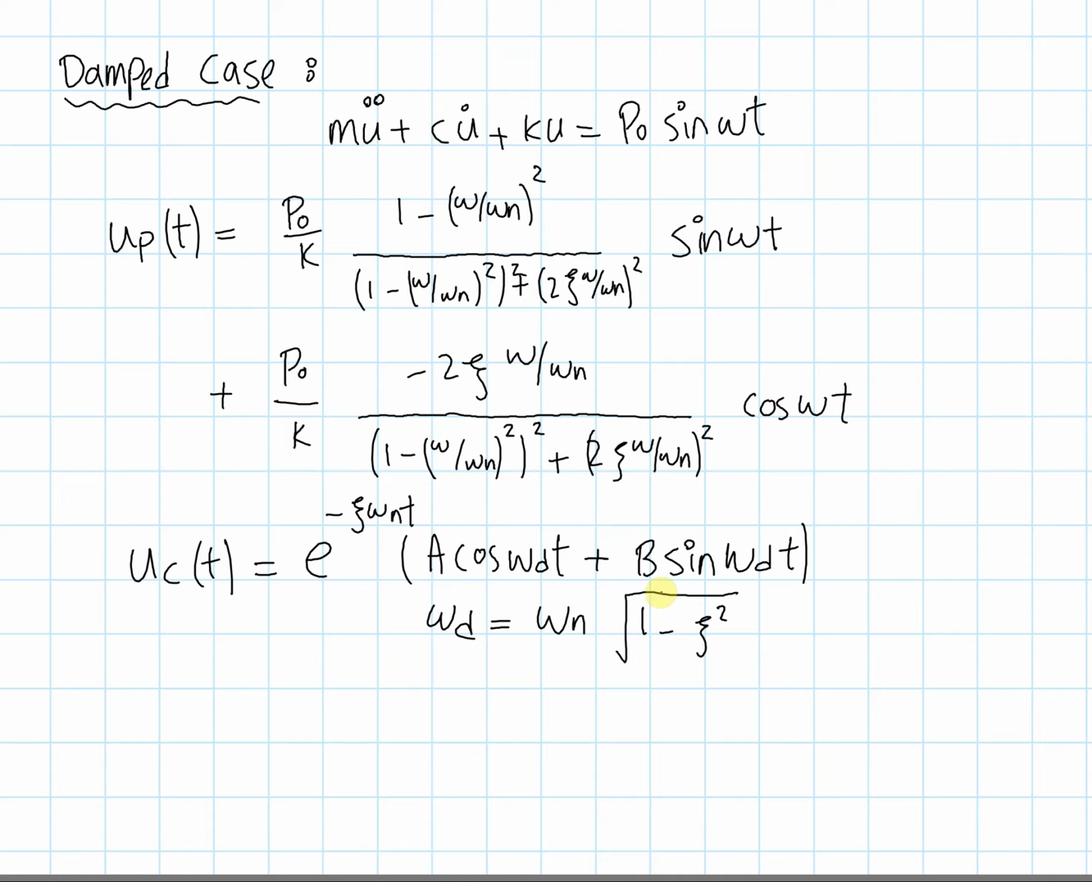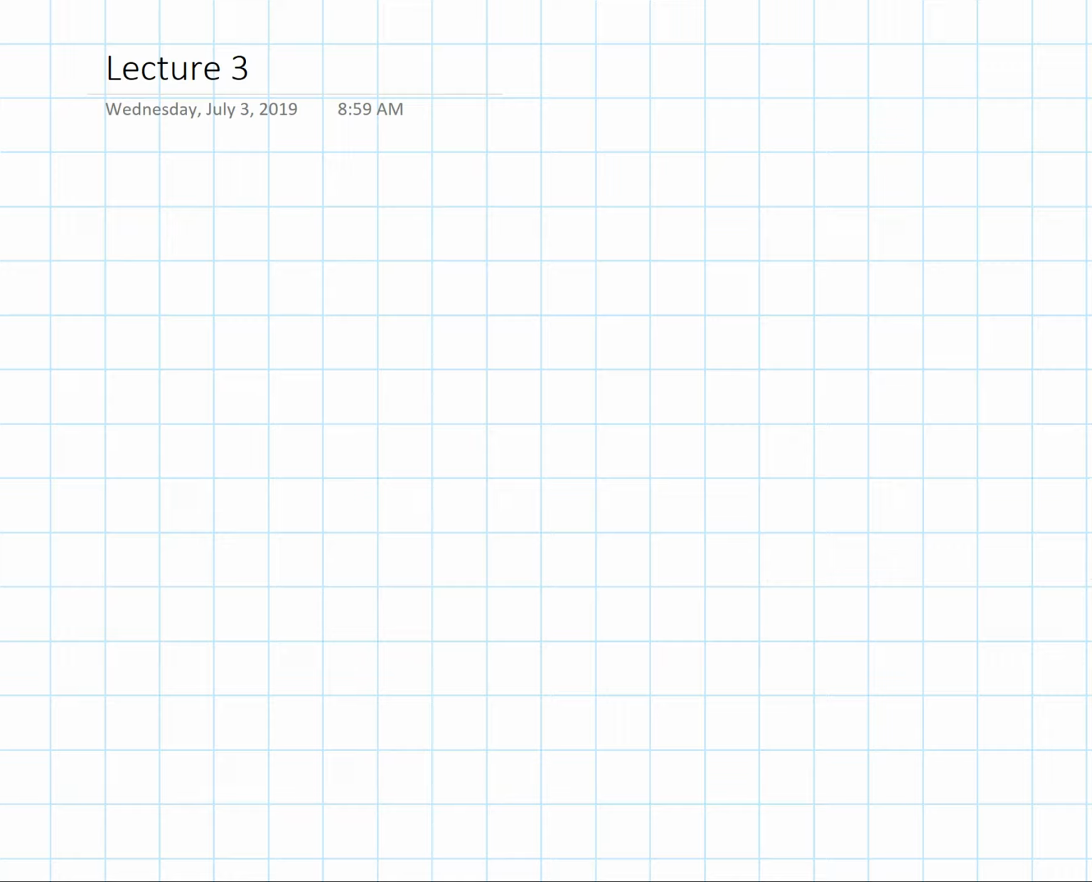Okay. Now, what if we have a ramp input? What if our input looks something like this? So we have some sort of ramp input that looks like that, where the slope is P naught over t naught. And this is time, this is p of t. So we're interested in ramp inputs, ramp excitations.